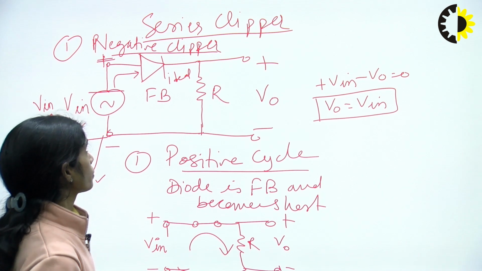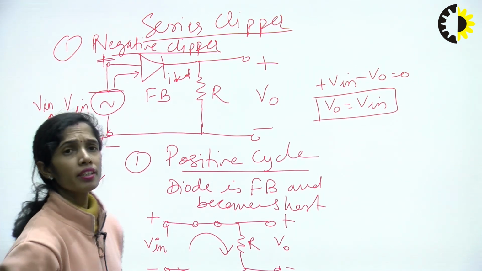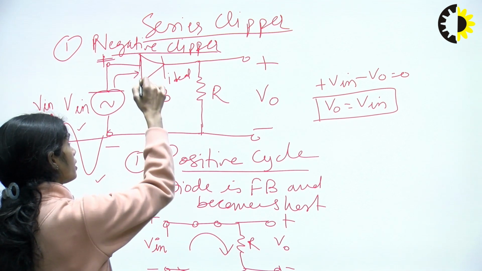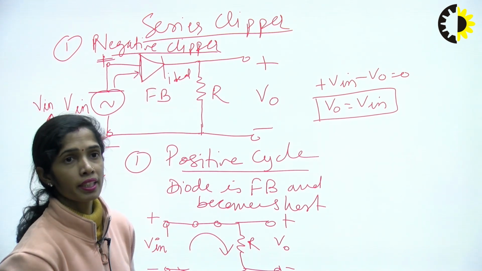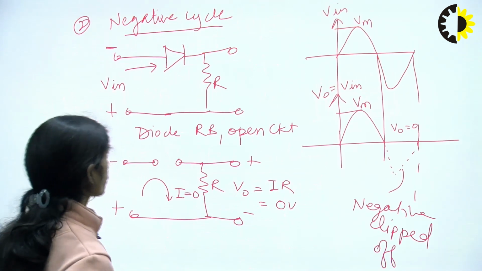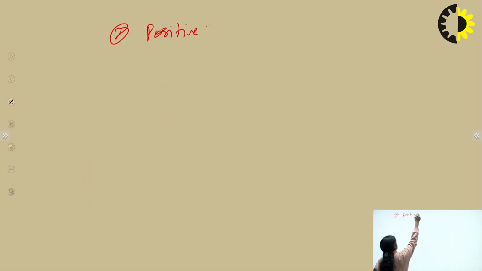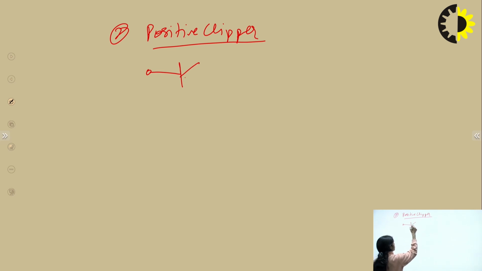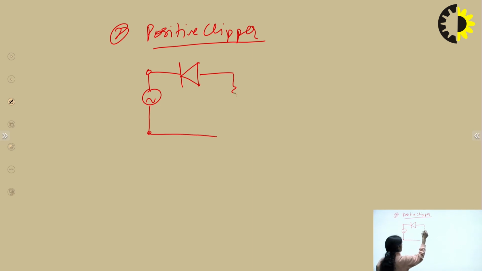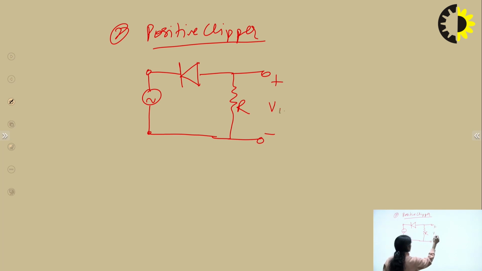Next we are going to see the positive clipper. In this case, the diode arrangement is like this. If we reverse the arrangement of the diode, we get the positive clipper. For the positive clipper circuit, the diode arrangement is just the reverse of the negative clipper. In this also we have the diode like this and the resistor in series, and we take the output across this resistor R.